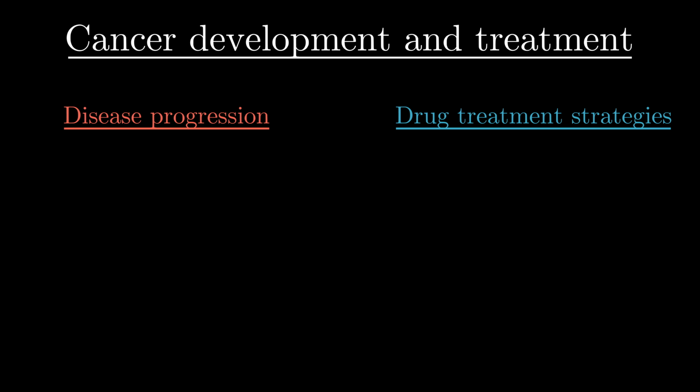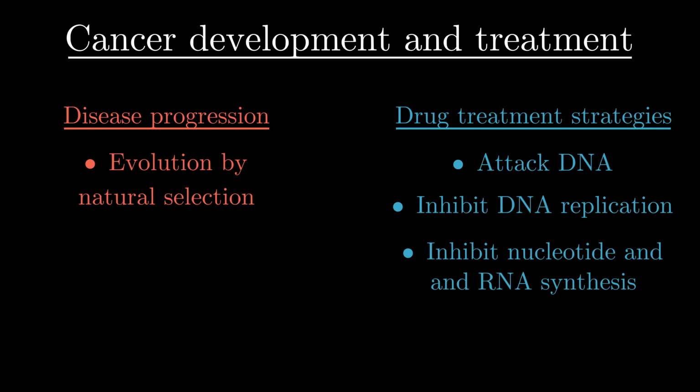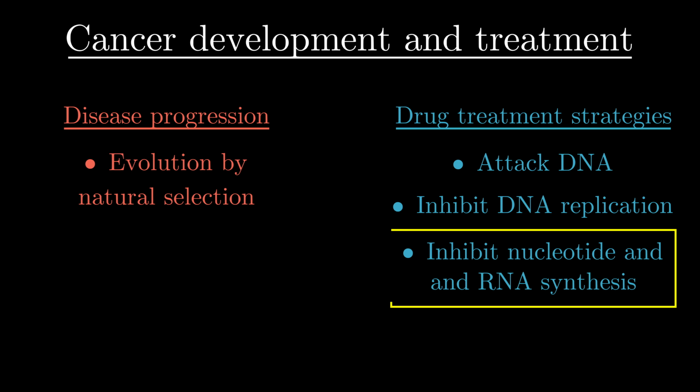Disease progression is caused by a form of evolution by natural selection, and we also treat cancer with drugs that attack DNA itself, and also by inhibiting DNA replication and by inhibiting nucleotide and RNA synthesis. Therefore, to understand cancer chemotherapy, it helps to understand evolution, the structure of DNA, how DNA is synthesized in the cell, and how nucleotides and RNA are made. I'll show you what I mean.